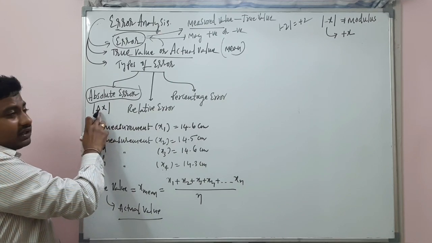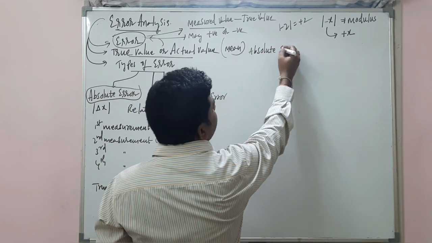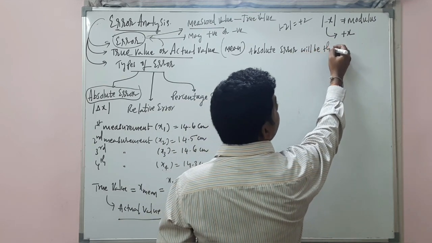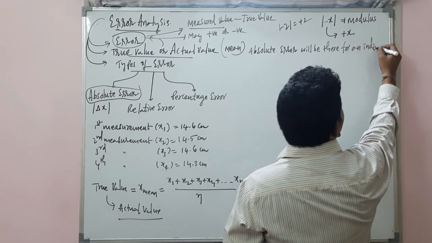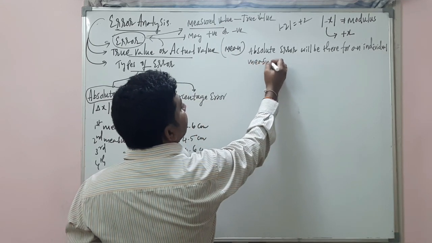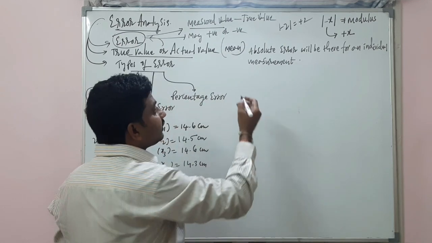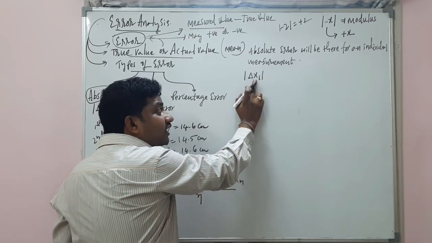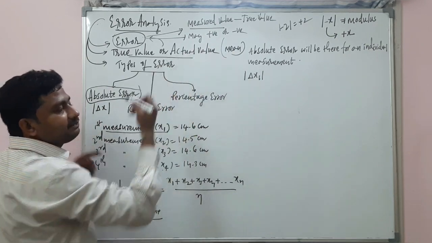What is this symbol? Look at here carefully. Absolute error will be there for an individual measurement, carefully see, for an individual measurement. That means I can write mod delta x1, meaning in the first measured value, in the first measurement also there will be an absolute error.